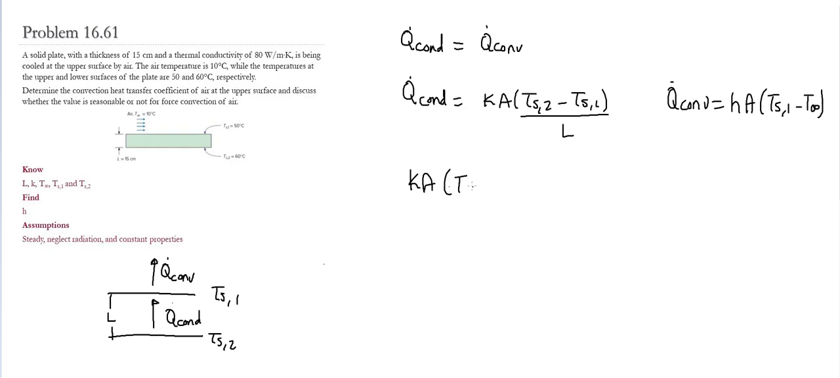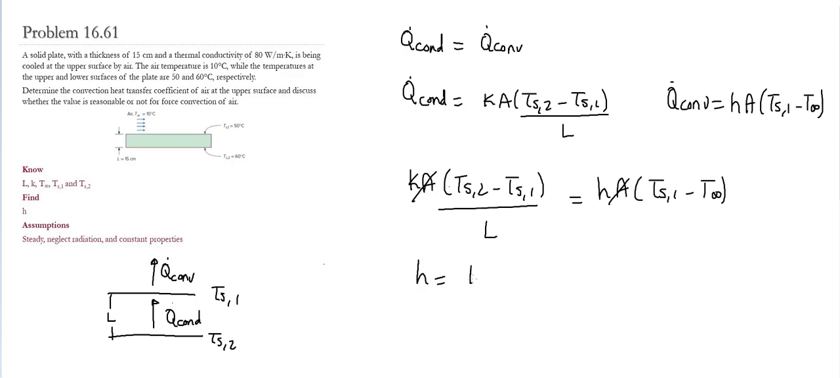KA (TS2 minus TS1) divided by the length is equal to HA (TS1 minus T infinity). Notice that the area is not provided in this problem, but luckily, due to the balance of energy, the areas cancel out. So now what we're looking for is the value of H, so we're going to solve this equation for it. H becomes simply K over L, (TS2 minus TS1) divided by (TS1 minus T infinity).